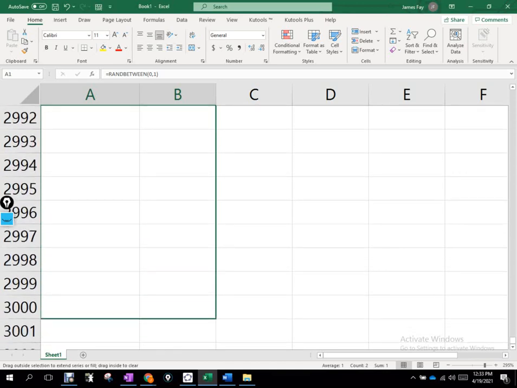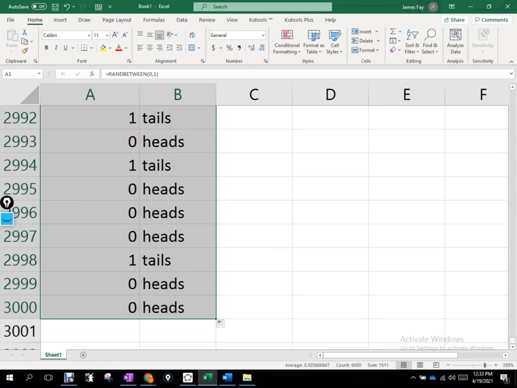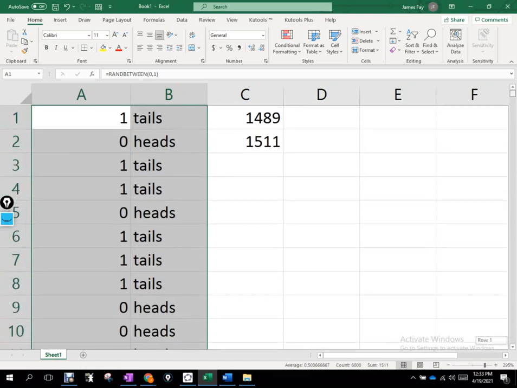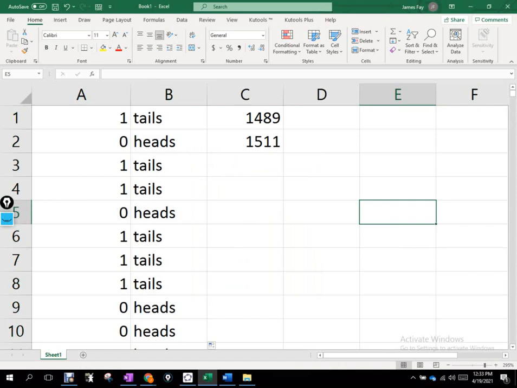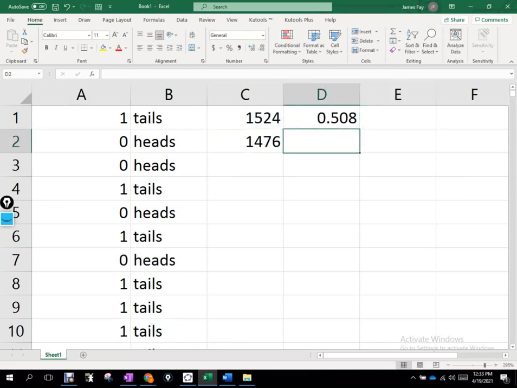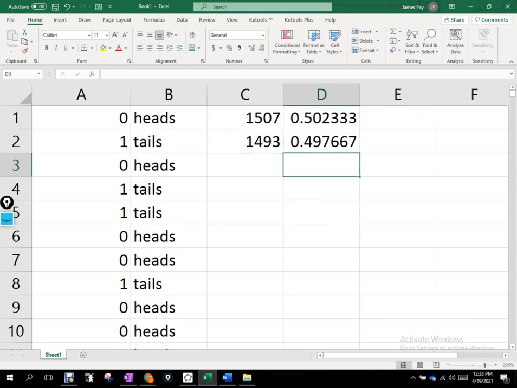So I'll go down to 3,000 here, which is nowhere near enough. But if I look at those, I could take C1 and divide it by 3,000, and take C2 and divide it by 3,000. Is that pretty close to 50-50? Yeah. But if I took, remember we had 12 and 8?